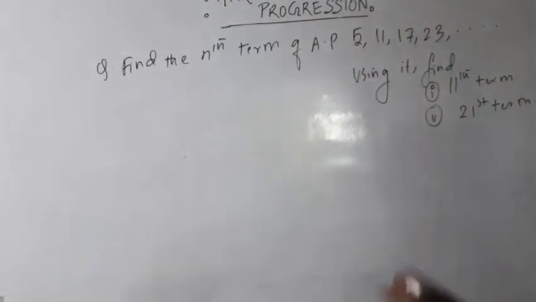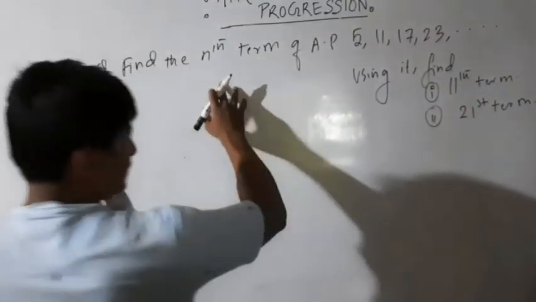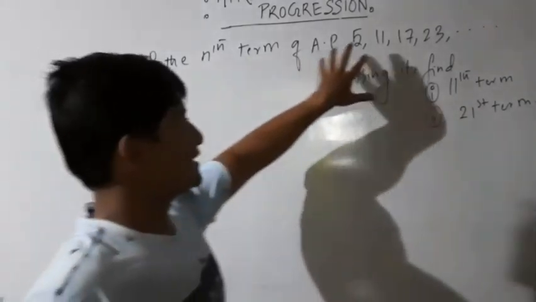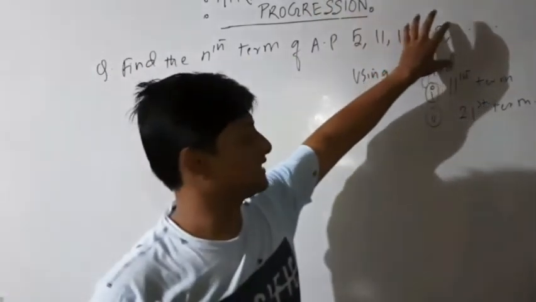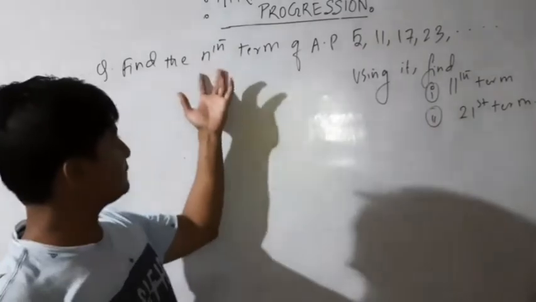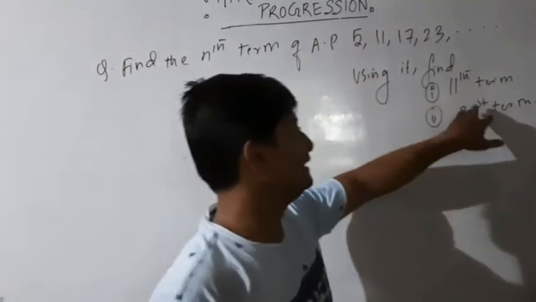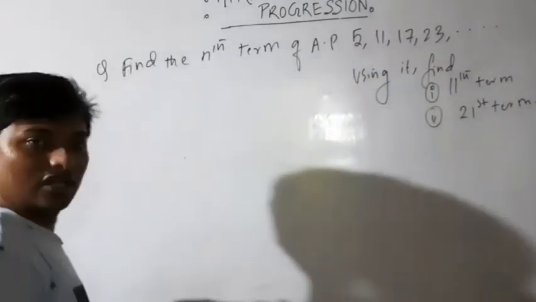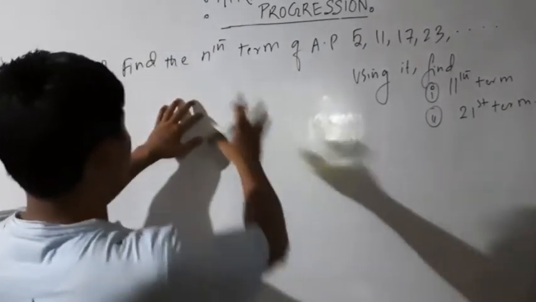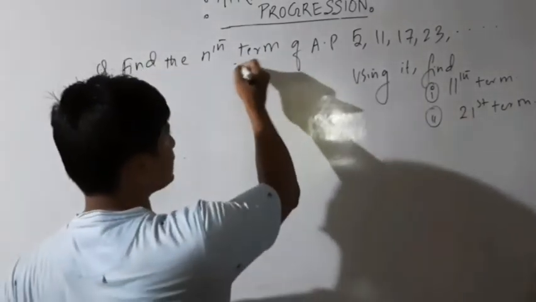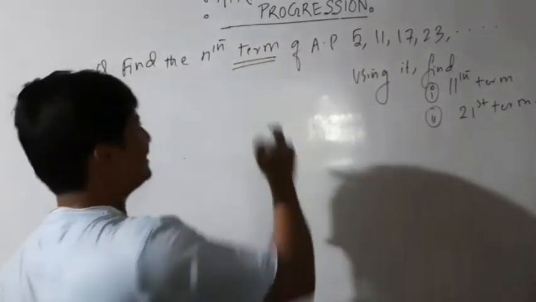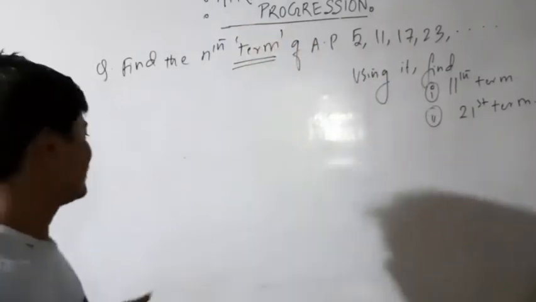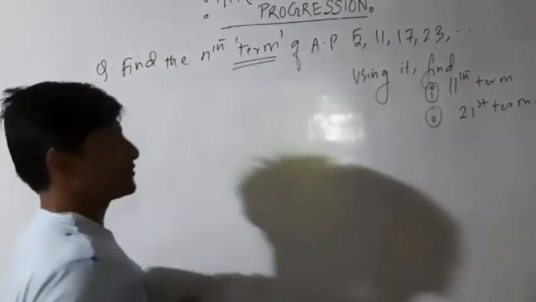Now for the next question, see, they're telling me to find the nth term of the AP. A small part of the series is given to you, and using that nth term, you have to find the 11th and the 21st term. Now, in order to find the nth term, see here also the term is used. It became an irony, isn't it? The term is used.